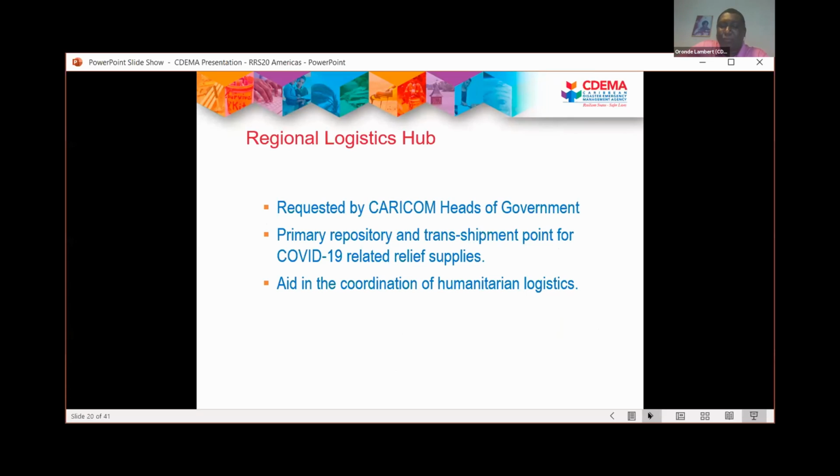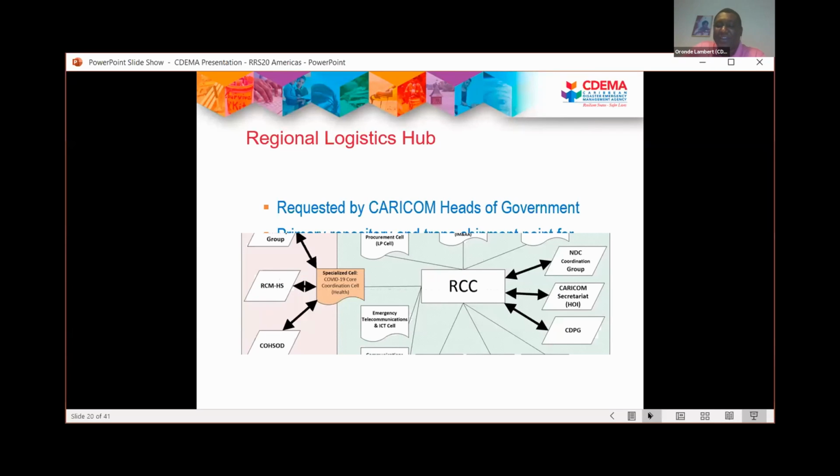The hub basically is a primary repository for transshipment for COVID supplies that are coming into the region for the countries. And it's also to aid in coordination of humanitarian logistics. Coincidentally, today is actually the first day that the hub is in full operation. It's been weeks and weeks of serious planning, and now we are actually in operation today.